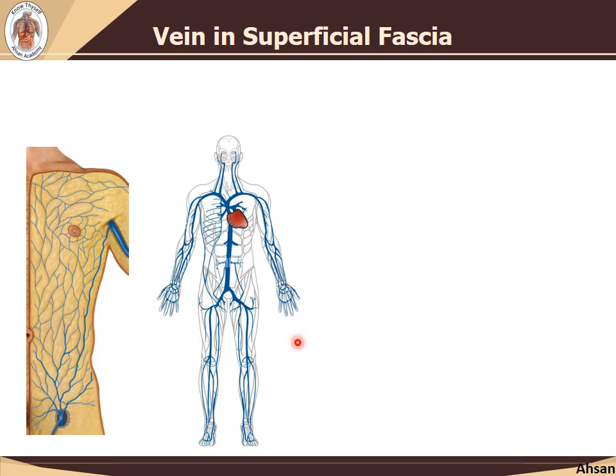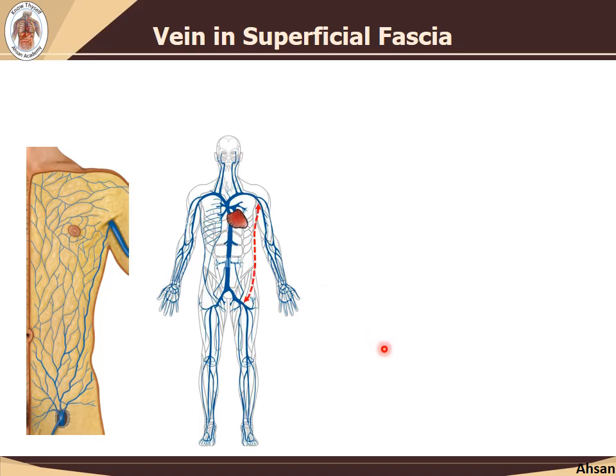Now let us see this. This is the heart, and the blood from the upper part, meaning head, neck, thorax and upper limb, follows the superior vena cava and enters the heart. All from the lower part, including the abdomen, follows the inferior vena cava and opens into the heart.